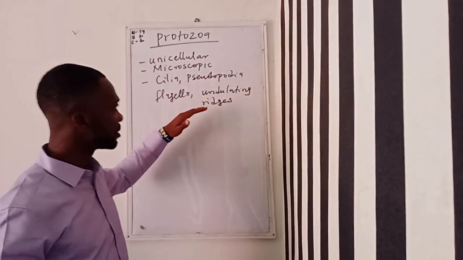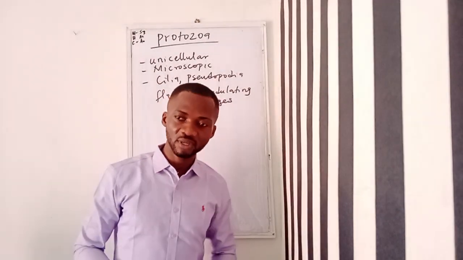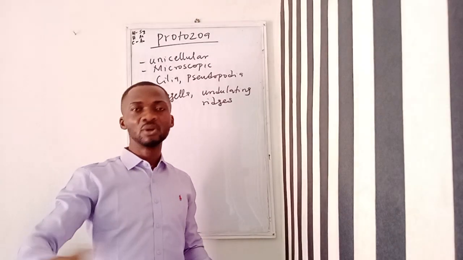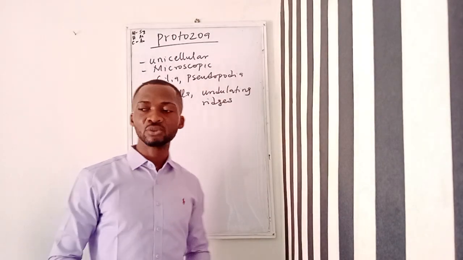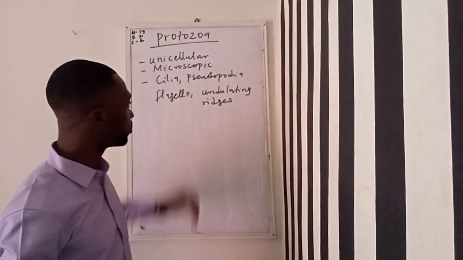The undulating ridges, you see this in members of Plasmodium. That's a kind of wave action that is created within the cytoplasm, and it also helps to extend them or to move them from one position to the other. So these are the locomotor structures that are found within protozoa.